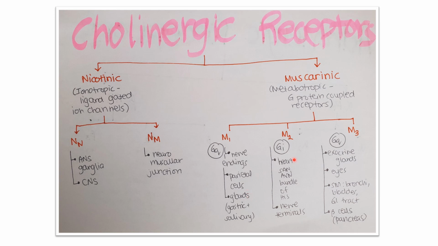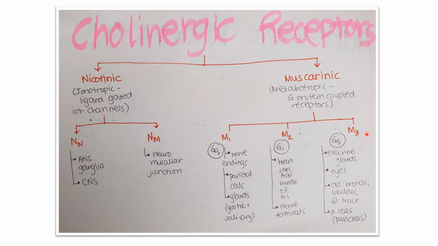M2, the second type of muscarinic receptor, is coupled with GI. GI is an inhibitory G protein, so the second messenger would be cAMP and PKA. These receptors are mainly found in the heart muscle, specifically in the sinoatrial node, the atrioventricular node, as well as in the bundle of His. They're also found in some nerve terminals.